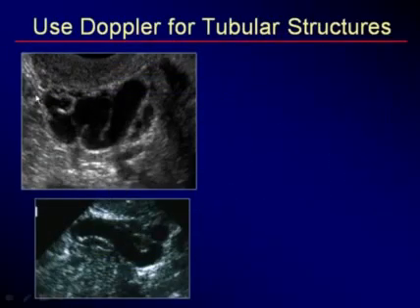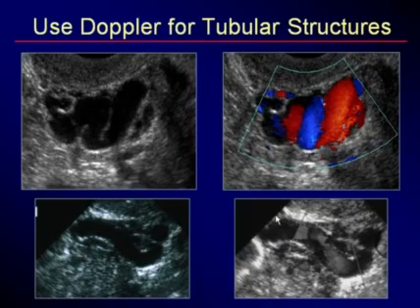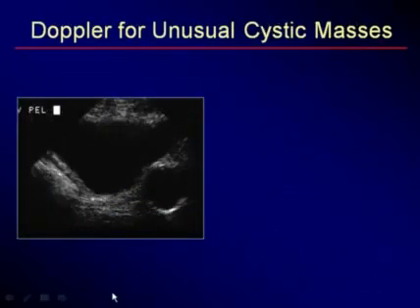Use Doppler for tubular structures. This looks like a hydrosalpinx. Turn on color, oops, it's just a vessel, a vein. This one looks like a hydrosalpinx. Nope, it is filled with blood flow, and that's just a prominent vessel.